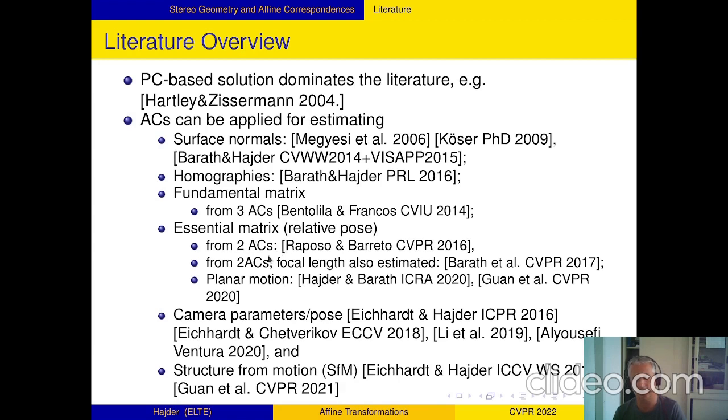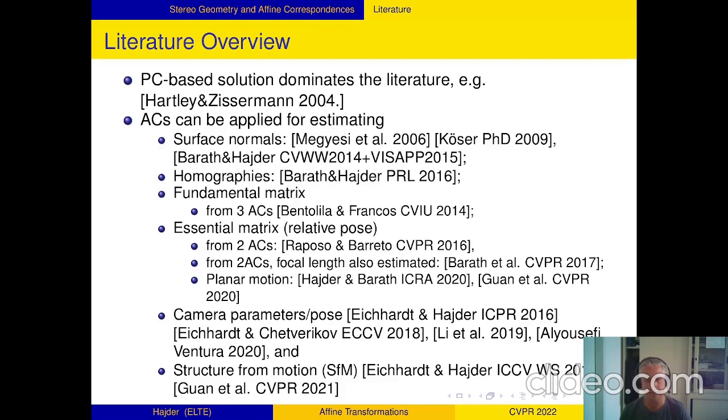The minimal solution is given by the Portuguese researchers Raposo and Barreto. This was published in CVPR 2016. We also showed that the focal length can also be estimated. In that case, the semi-calibrated case can be estimated. So the camera pose can be retrieved from two affine correspondences.